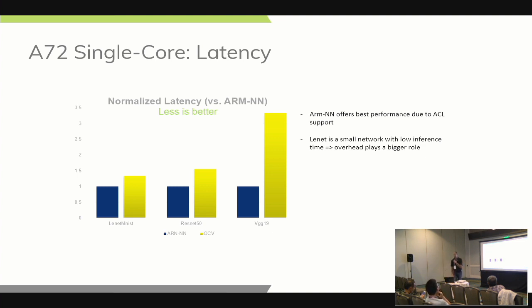And by the way, your mileage does vary, because you can see like the VGG, which is a really big network, the delta is much more significant than the difference between ResNet 50, which is still big, but in comparison to VGG, it's not.